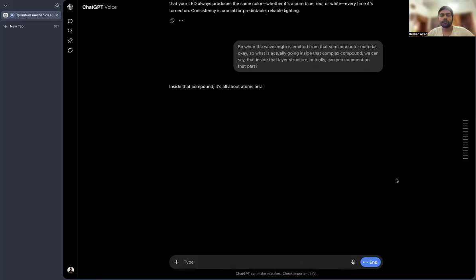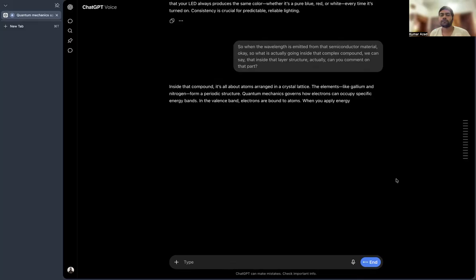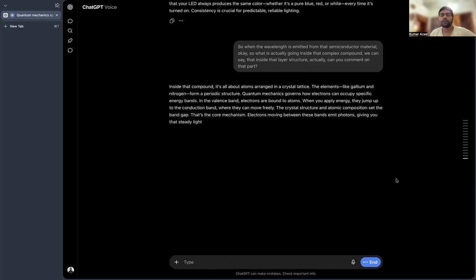Inside that compound, it's all about atoms arranged in a crystal lattice. The elements, like gallium and nitrogen, form a periodic structure. Quantum mechanics governs how electrons can occupy specific energy bands. In the valence band, electrons are bound to atoms. When you apply energy, they jump up to the conduction band, where they can move freely. The crystal structure and atomic composition set the band gap. That's the core mechanism. Electrons moving between these bands emit photons, giving you that steady light.